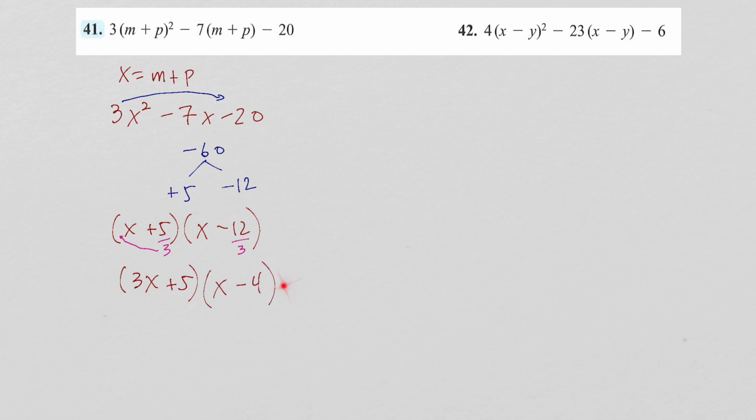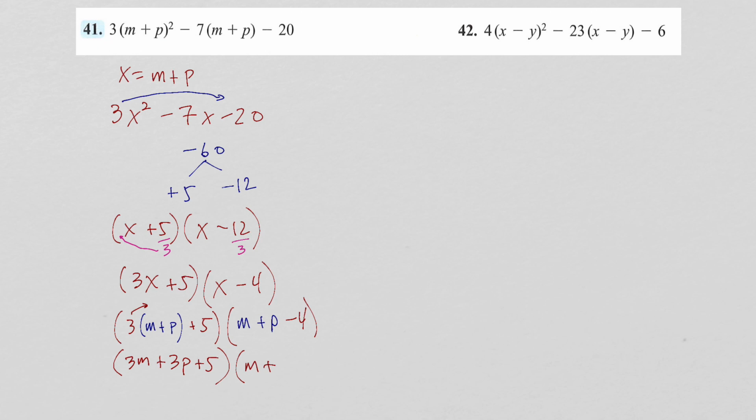Now this would be the answer, except that remember there's no x in here. Now we have to replace x back with what we have. So this x becomes m plus p. This is a little tricky, so I'm going to write it like this. m plus p, that's our x. Then we have this plus 5, and then we have this m plus p, and then minus 4. Then we'll distribute this and get 3m plus 3p plus 5 times m plus p minus 4. And that's our final answer there.